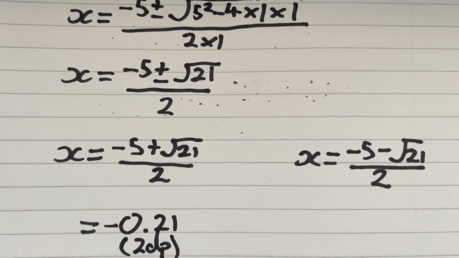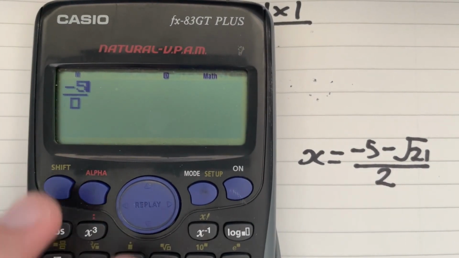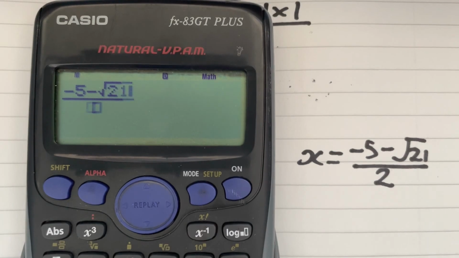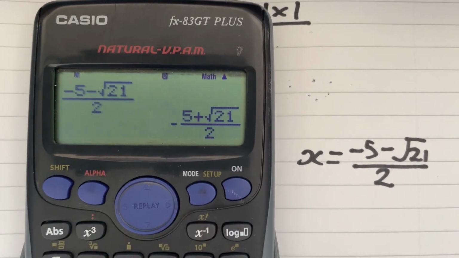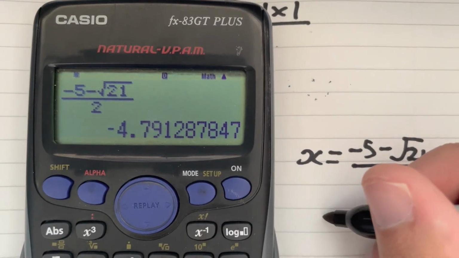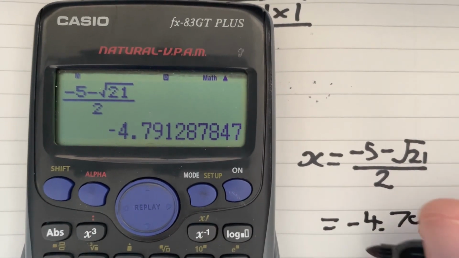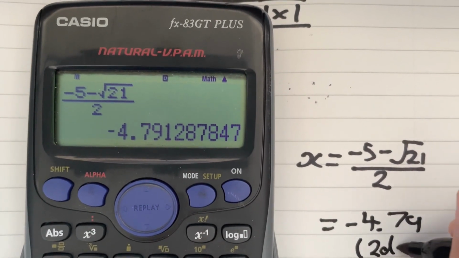And then we can do the same for our second solution. So this time it'd be minus 5 minus the square root of 21 all over 2. And this time we get to 2 decimal places, 4.79 or minus 4.79. And again, that is to 2dp.